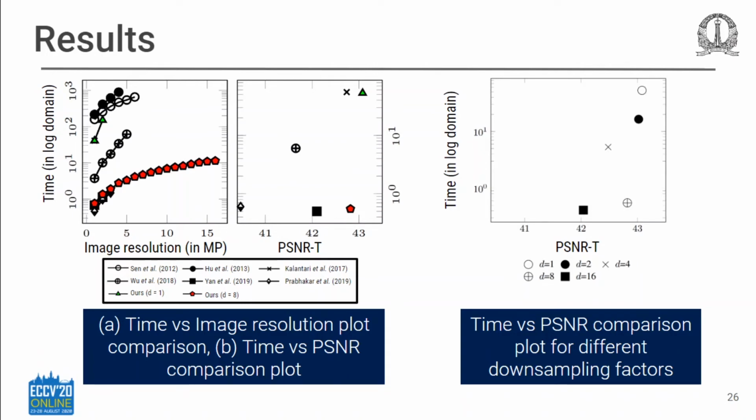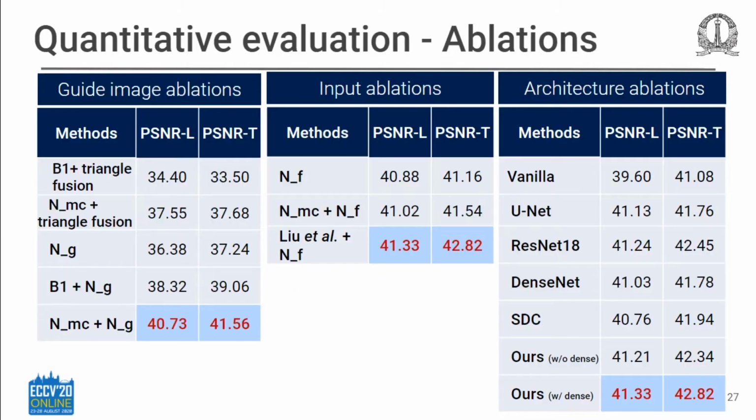In the second graph, we report the average PSNR-T score for 15 test images of size 1.5 megapixel from the dataset of Kalantari et al. In the right-most graph, we show the performance of our proposed approach on various downsampling factors. While the D equal to 1 method achieves the best performance, the time taken for processing in full resolution is in the range of 54 seconds for 1.5 megapixel resolution. Comparatively, downsampling by a factor of 8 has an equal balance between speed and accuracy.